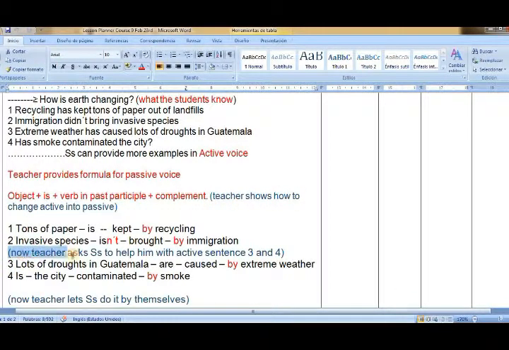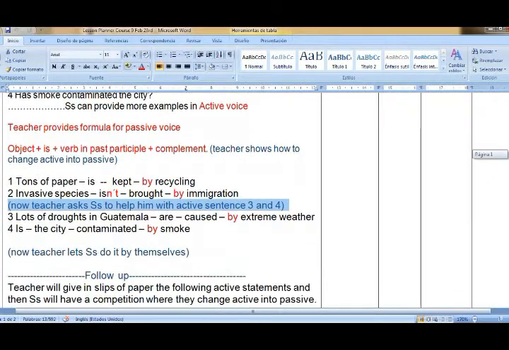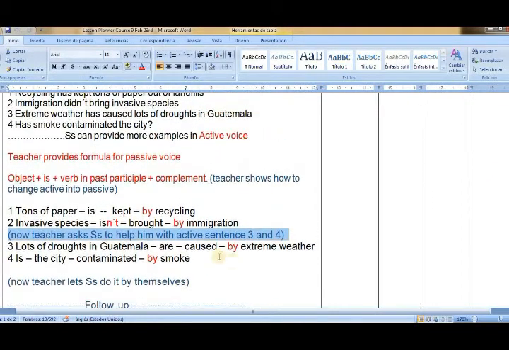Then students, in the middle of my examples, help me. It says, now teacher asks students to help him to change active into passive, number 3 and number 4. And finally, you can see here, it says, now teacher lets students do it by themselves. And now I am going to show you a short video I have prepared where I explained these 3 steps.